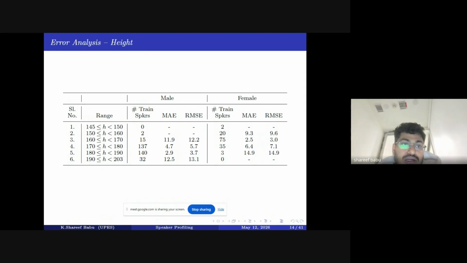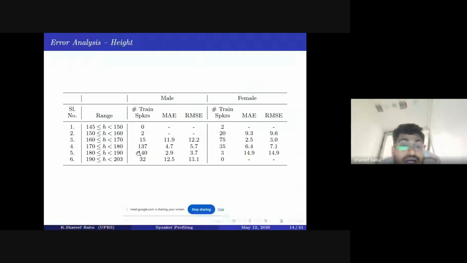So we try to dwell more into it, understanding which band of speakers is contributing more of this error. We looked at six different bins, from 145 centimeters of height to 203 centimeters, which are the minimum and maximum range of the speakers. In this we observe that speakers from 150 to 160 centimeters height are very few, and from 190 to 203 centimeters there are 32 speakers.